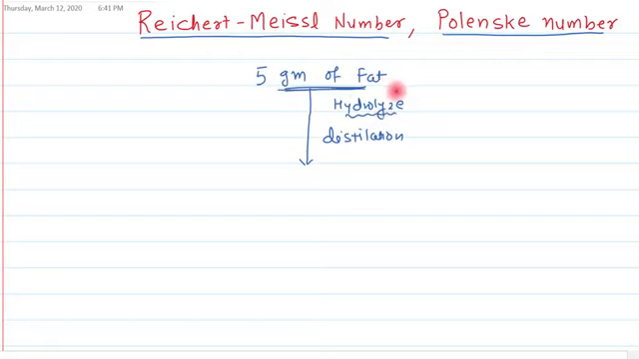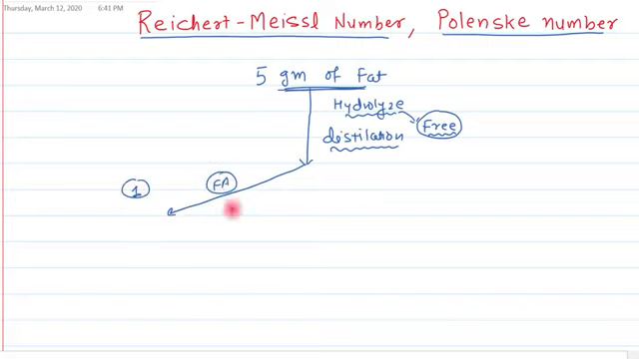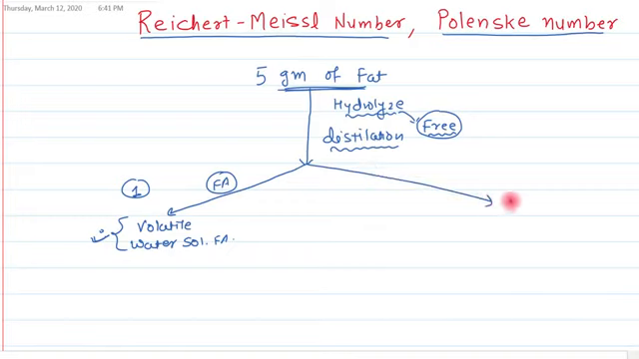Once you hydrolyze it, all of the fatty acids in this fat will be in the free form, right? Once it is in the free form, you do a distillation. Once you do a distillation, all this free fatty acid can be divided into two parts. One part is the fatty acid that is volatile and water soluble, and in the other part there will be non-volatile, water insoluble fatty acid.